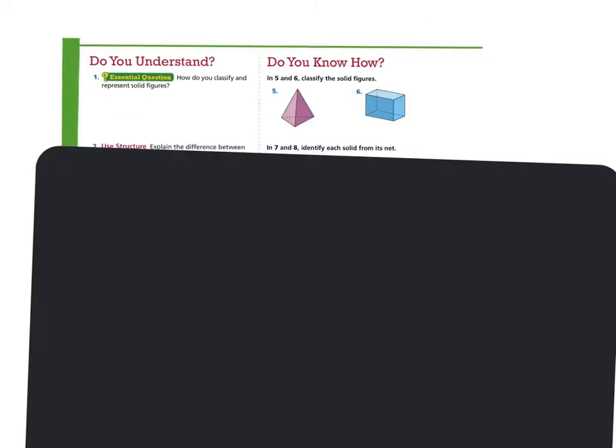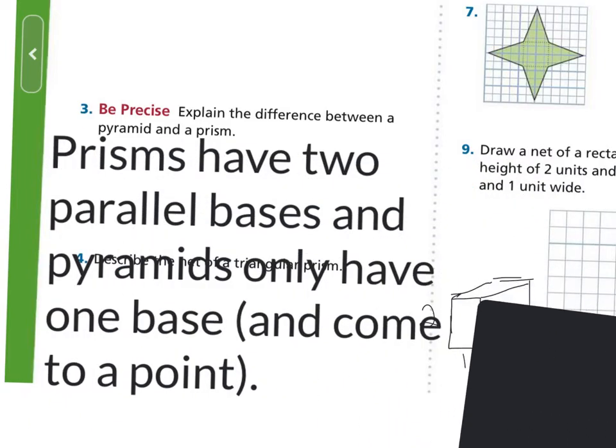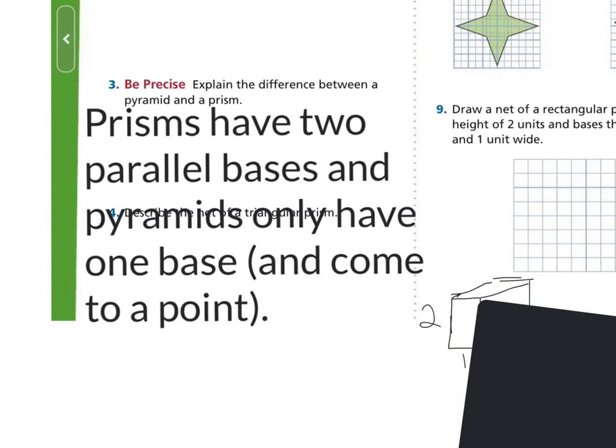So if we look here, we're going to look at the do you understand. Number 3 asks us to explain the difference between a pyramid and a prism. And once again, we talked about earlier that prisms have 2 parallel bases, and pyramids only have 1 base and come to a point.